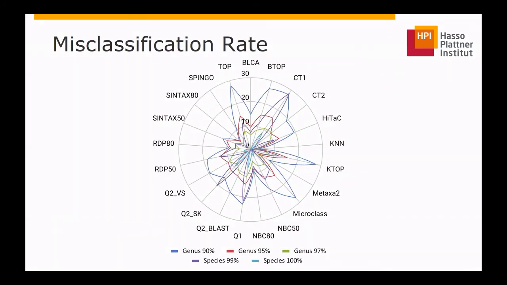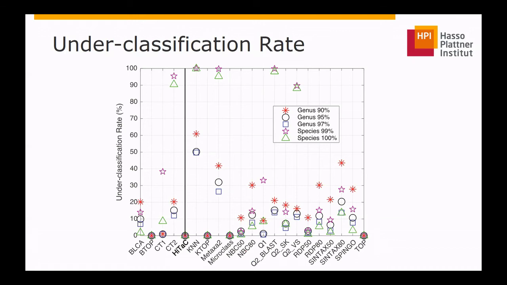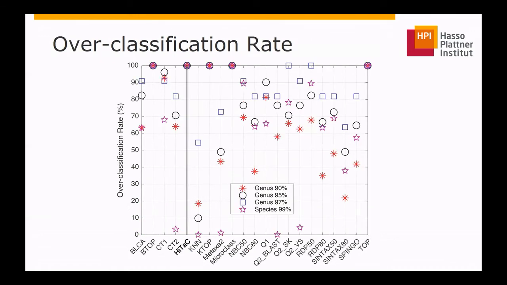As for the misclassification rate, lowest values are better. Here, HiTaC has a median score. It doesn't have the lowest misclassification rate nor the highest, putting it somewhat in the average. Remembering that we also strive for a low underclassification rate, HiTaC achieves 0 underclassification rate since its current algorithm always tries to classify all taxonomic ranks. However, by contrast, HiTaC along with btop, ktop, microclass, and top score 100% overclassification rate. Again, we would like the overclassification rate to be as close to 0 as possible.